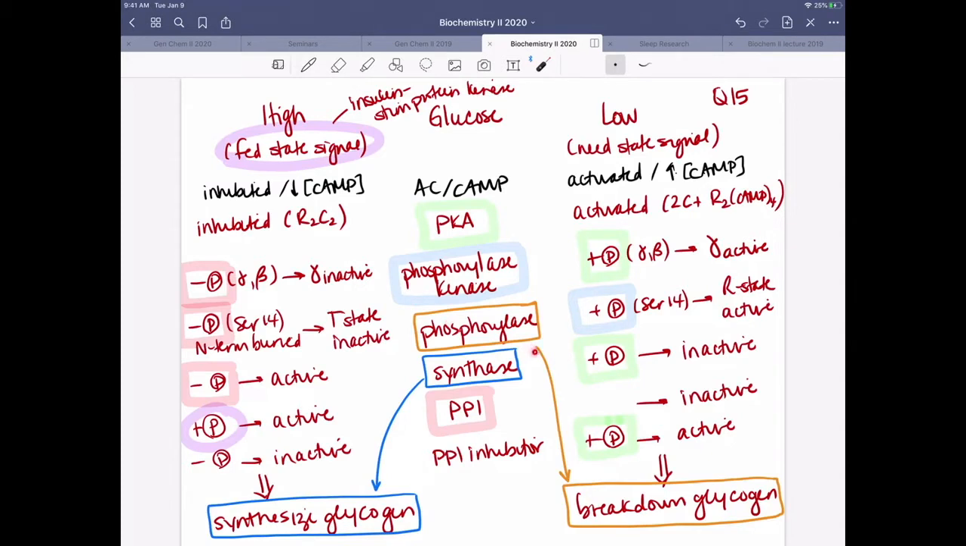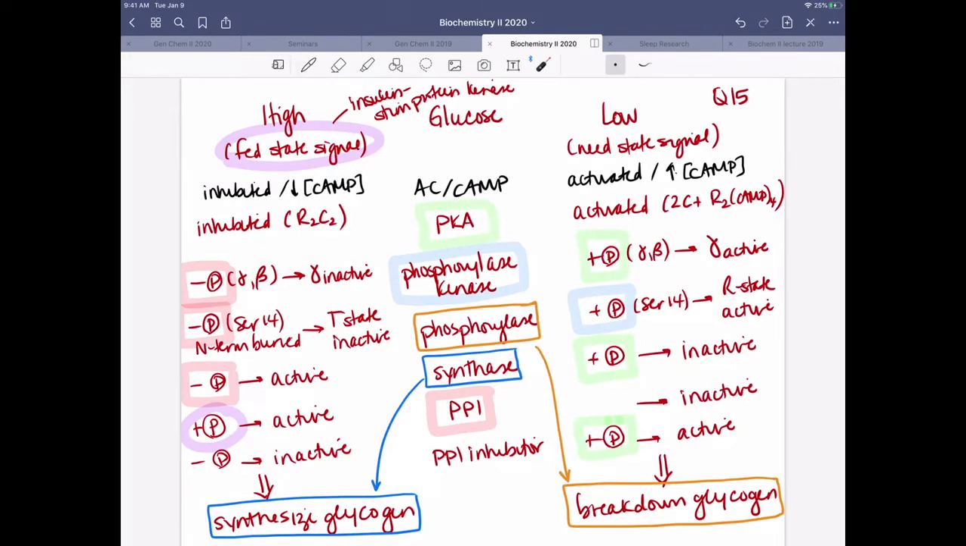So now if phosphorylase is active, it is going to be activating the breakdown of glycogen. At the end of the day, breakdown of glycogen is responsible for remedying this low blood sugar state. And again, this is happening in the liver. So let's finish out our cascade here, right?